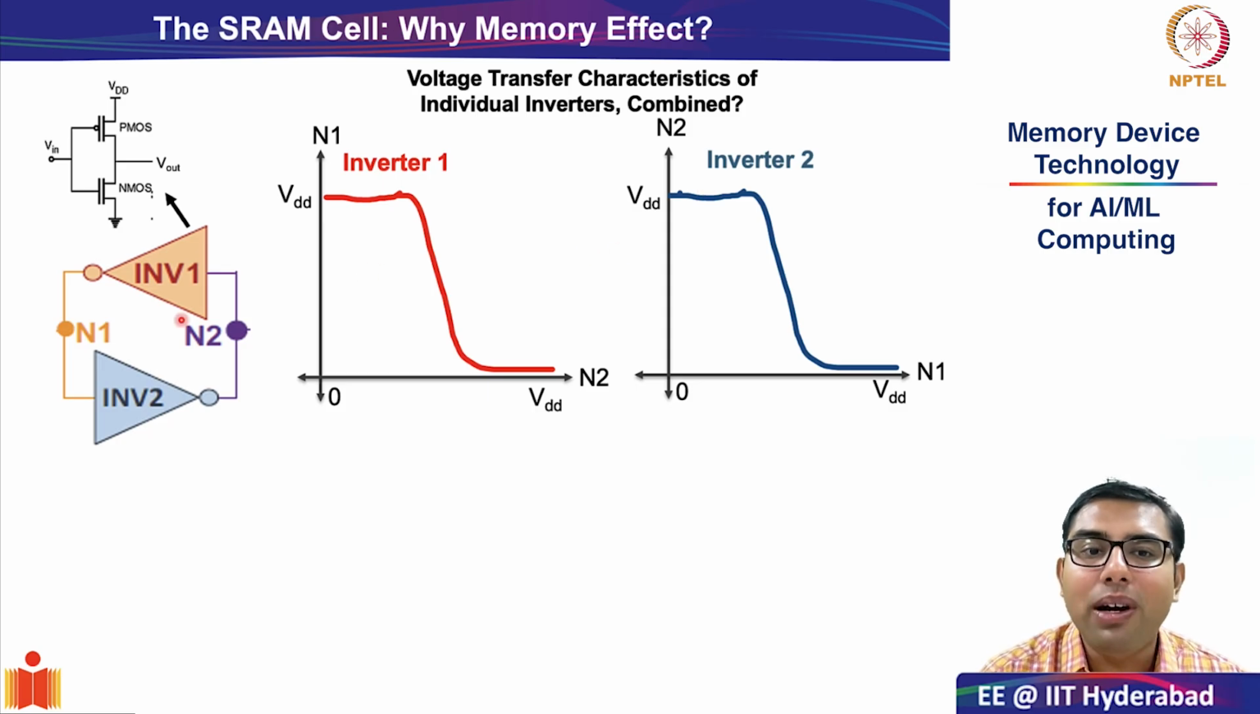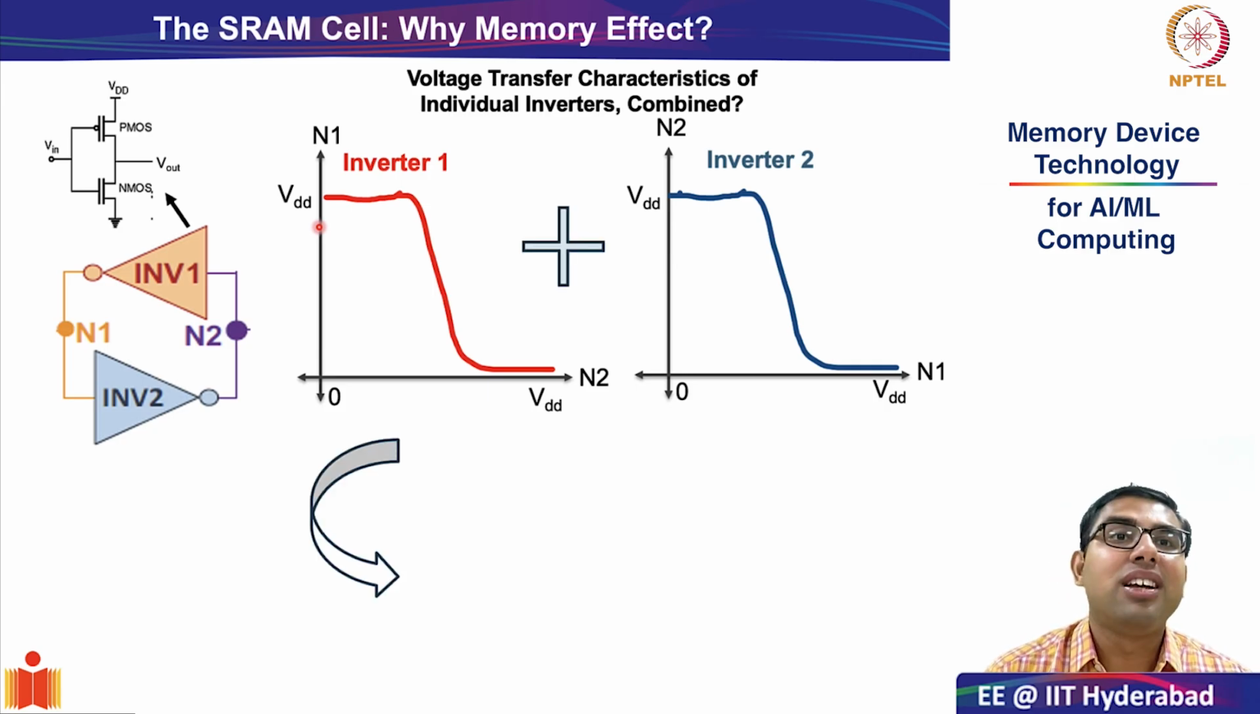When we decouple inverter 1 and inverter 2, their individual VTC characteristics look like what we have plotted using these red and blue curves. Now what happens when we combine them, or in this case, what happens when we cross couple them? Please recall, the meaning of cross coupling is that inverter 2 output is now connected to the input of inverter 1 and vice versa. Okay, so what will happen?